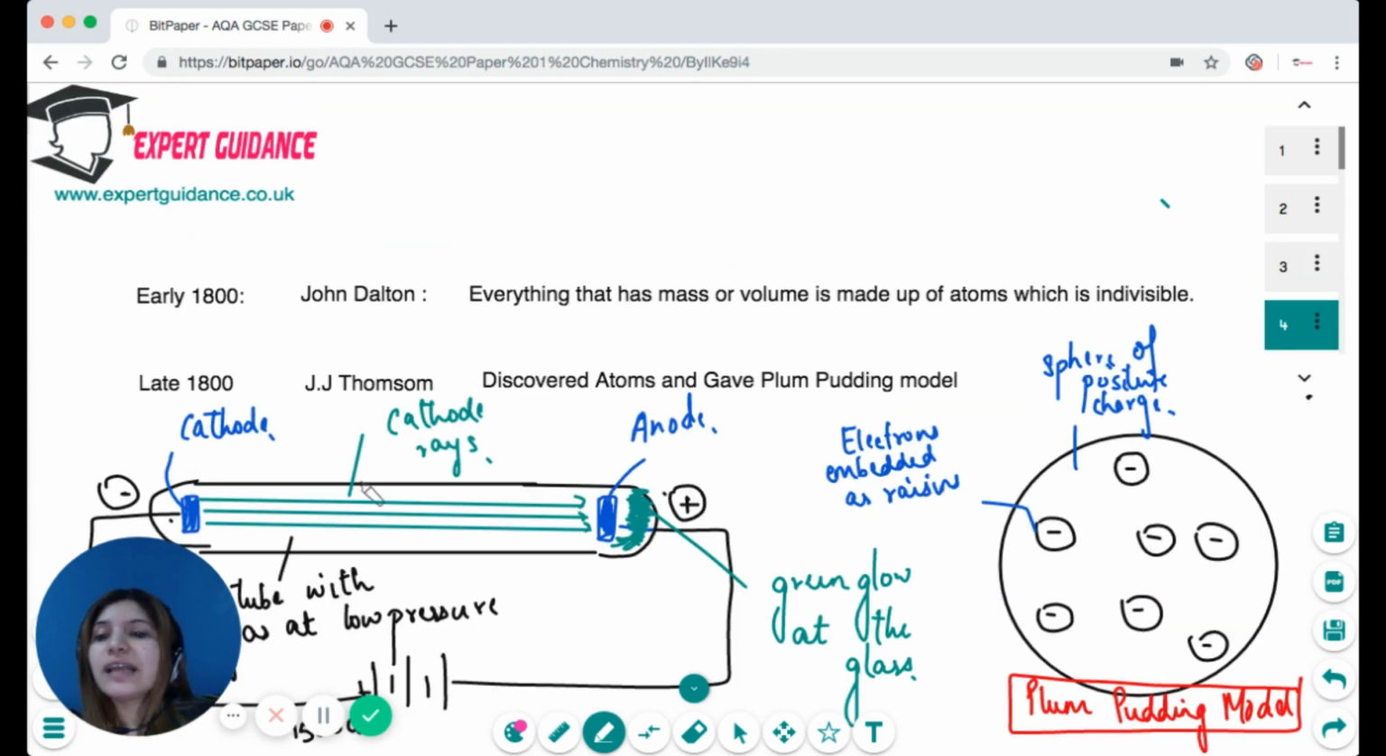So let's look at these contributions one by one. In early 1800, there was John Dalton, and he said that everything that has mass or volume is made up of atoms, and you cannot divide atoms further.